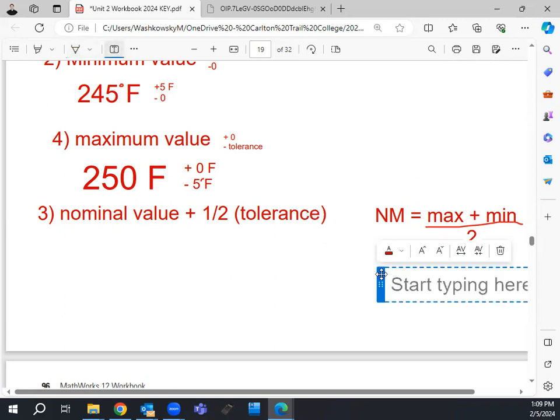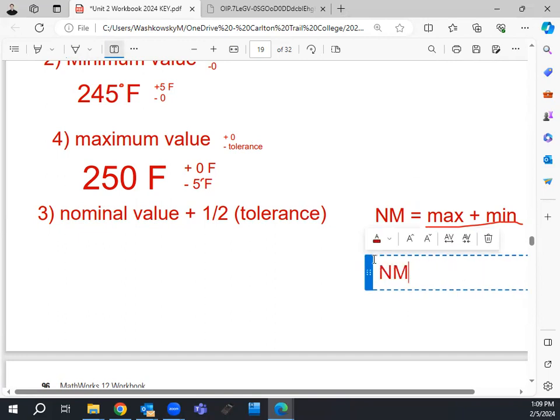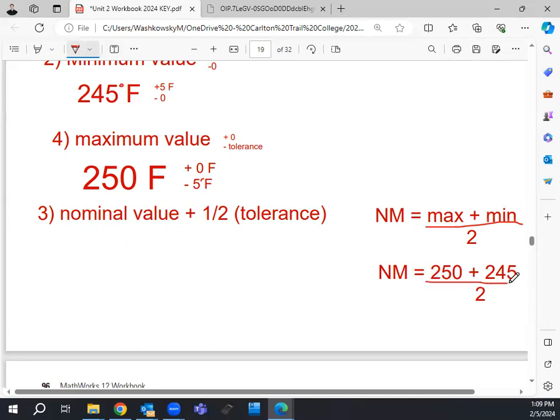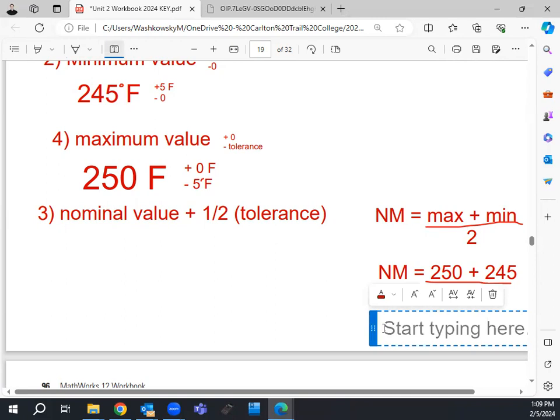So in this specific case, my nominal value, my NM, because I've been running tight on space, the max of it is 250. The minimum of it is 245. So I'm going to add those two numbers up and divide by 2. 250 plus 245 is going to give me 495. I divide that by 2. I'm going to get 247.5. Again, your calculator can do that heavy lifting for you. So 247.5 degrees Fahrenheit.